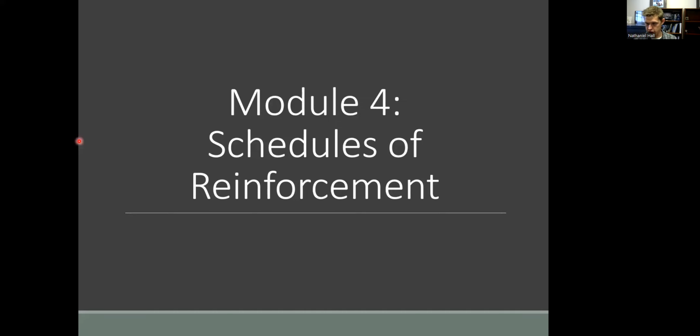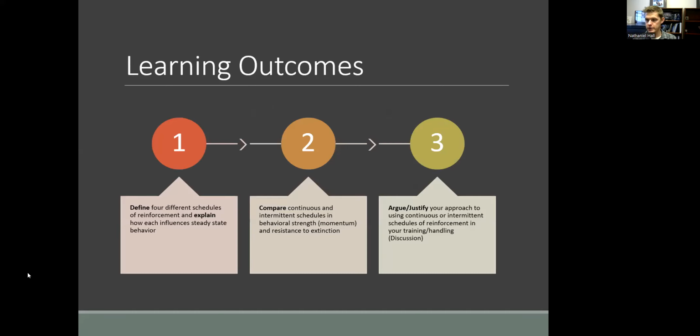From this section, I'm hoping that we will be able to define 4 different schedules of reinforcement and explain how each schedule influences steady state behavior. So we'll talk about 4 different ones. I want you to be able to name those 4 and then describe the impacts they have on steady state behavior. I want you to compare continuous and intermittent schedules of reinforcement in terms of behavioral strength or overall momentum and resistance to extinction. And then I want you to argue and justify your approach to using continuous or intermittent schedules of reinforcement in your training and handling.